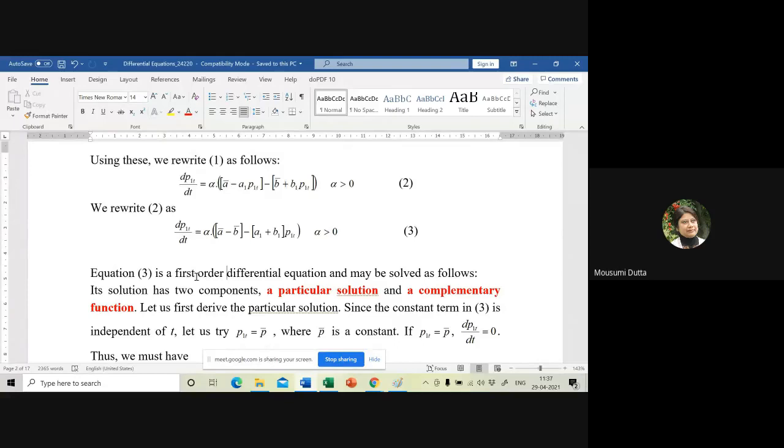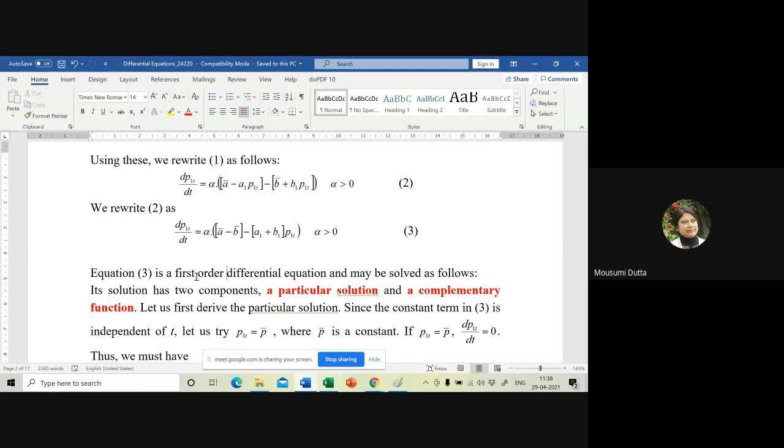Process wise, the things are similar. We have to calculate the particular integral, calculate the complementary function, and then add them to get an idea about the time path of price, and then we will go for the stability analysis. So structure wise it is the same, however the tool is a bit different because of the nature of the price variable, or the nature of time too. Time is continuous here.